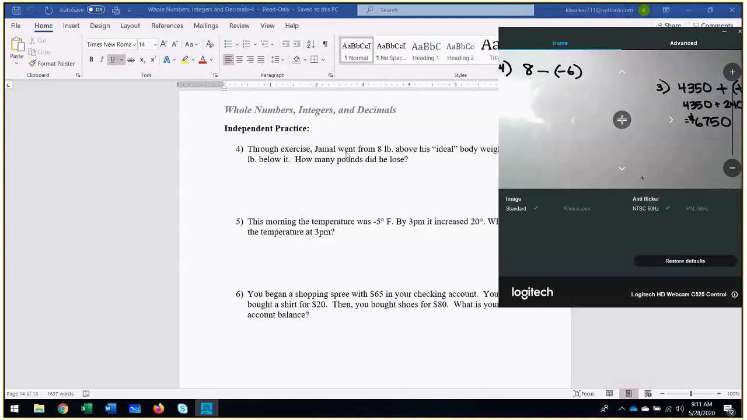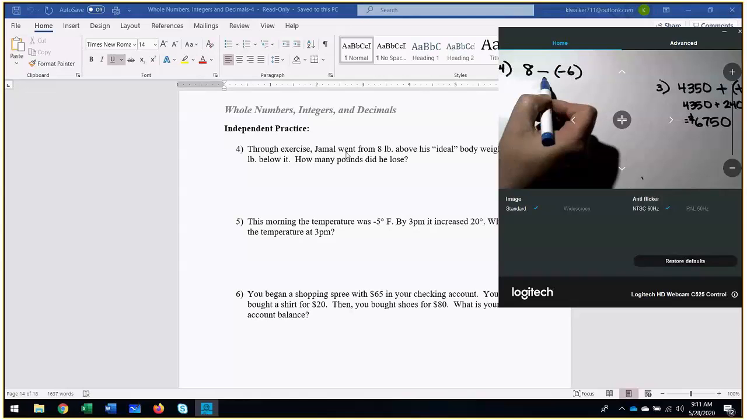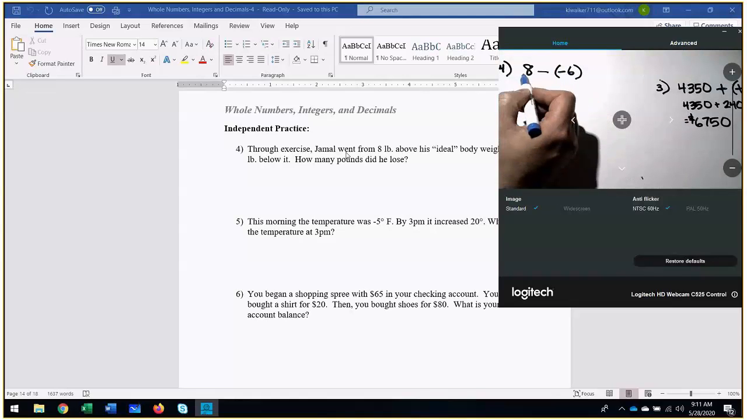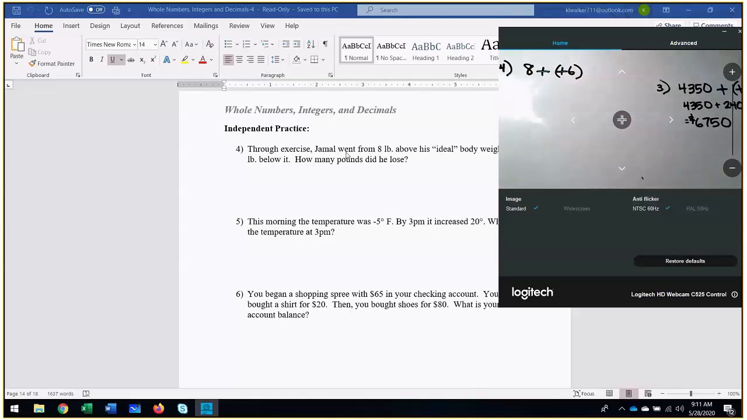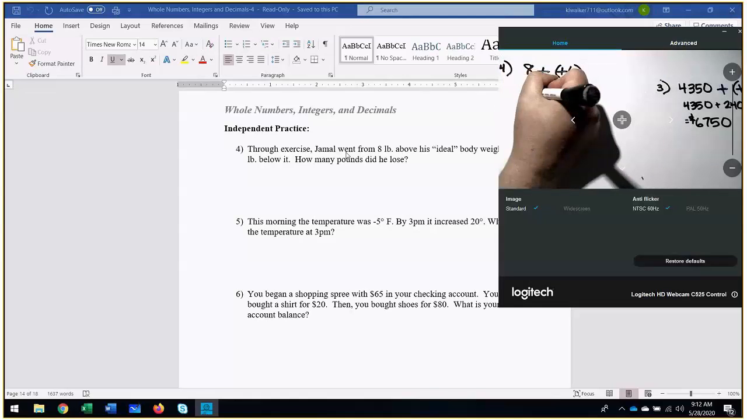Some people get caught up with the fact that they don't know what his ideal body weight is. So we'll talk about that here in just a second. You don't really need to know. You just need to set it up like this. Just like the last problem, you're subtracting a negative. A double negative is positive. So we keep, change, and we change. 8 plus 6 is 14.